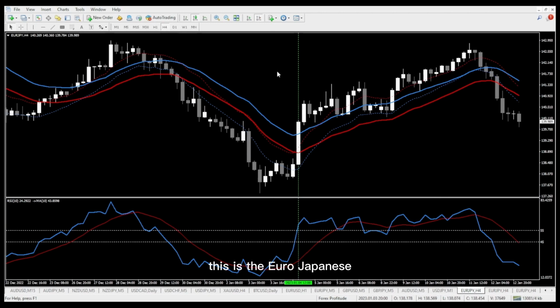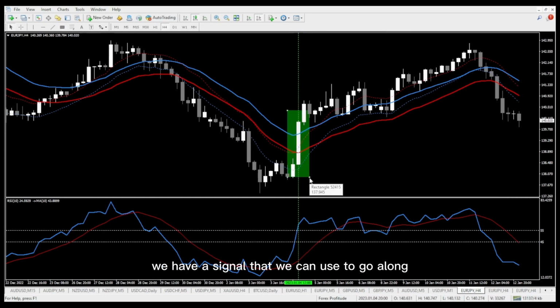And by the way, this is the Euro Japanese yen. This is a 4-hour time frame. This is a current chart. And I want to use charts as current as possible, just so you can see that this is valid for right now. It's not something that I have to scroll back years and years in order to find market movements to make this work. This is something that we're using in real time. All right, so this is the signal to go long. So on this one candle right here, we have a signal that we can use to go long.